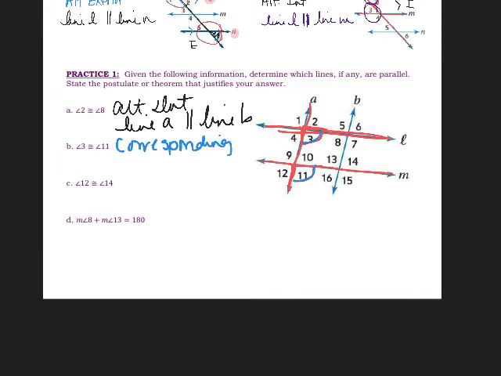Therefore, what 2 lines are parallel? What are the 2 different lines that we're looking at when we're looking at these 2 angles? So if you look at line A, it is only this line. There's no other line going in that same direction. But if we look at line L, that's going in the same direction as M. It should be line L and M again.